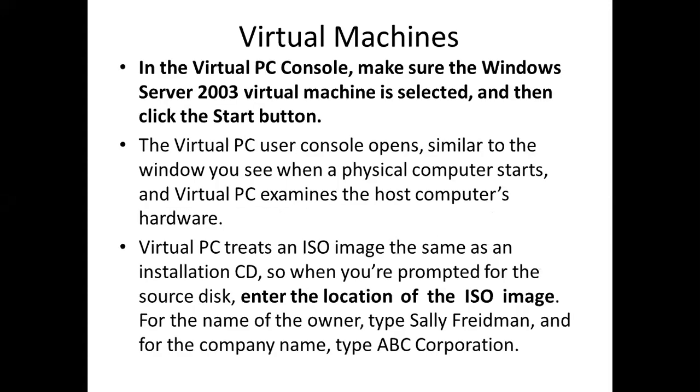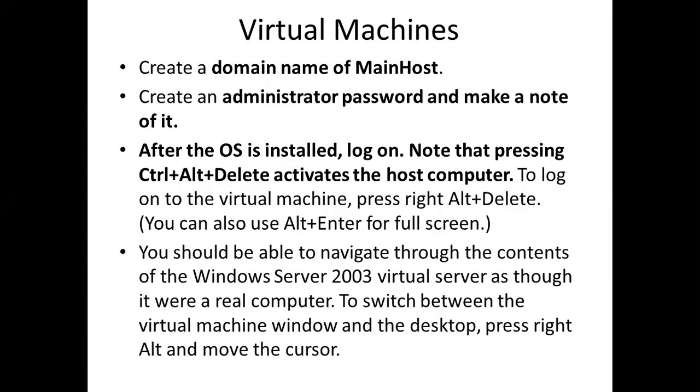Got it? So in the virtual PC console, you make sure that the Windows Server 2003, in this case, they have taken the Windows Server 2003 virtual machine, is selected, and then they give the start button. So when they select this virtual server 2003, the product key also will be given, and that will be in the form of an ISO image. So you have to enter the location of the ISO image. You must give the name of the owner and the company name. All that will be given in the product key. When you buy that OS, not buy, when you try to access the OS, you must get the product key. That is the idea behind it.